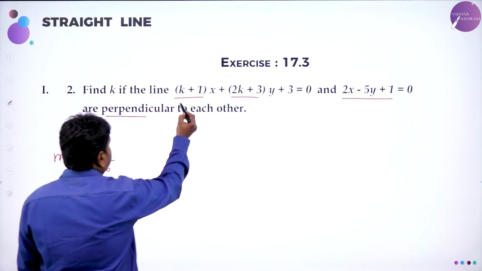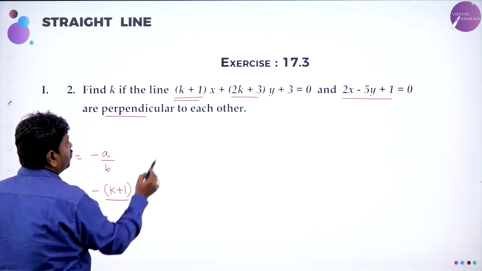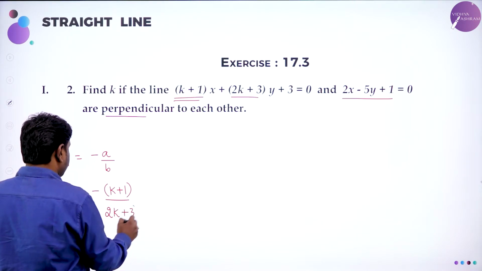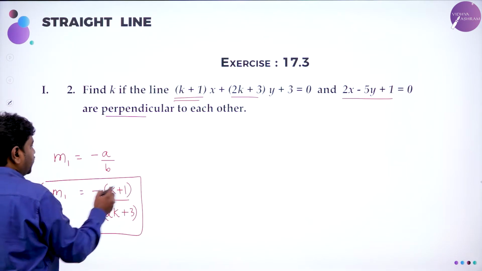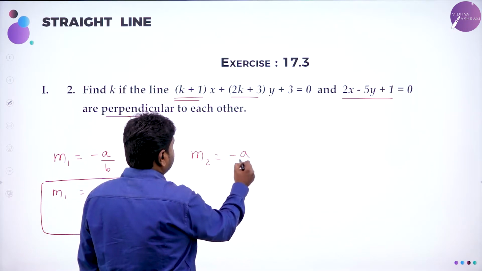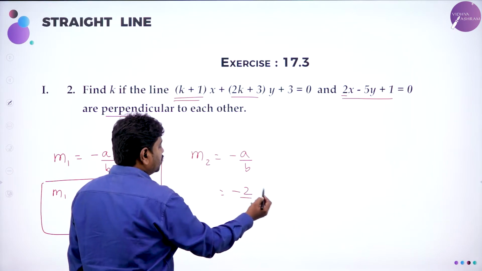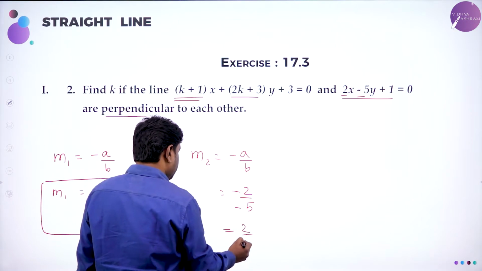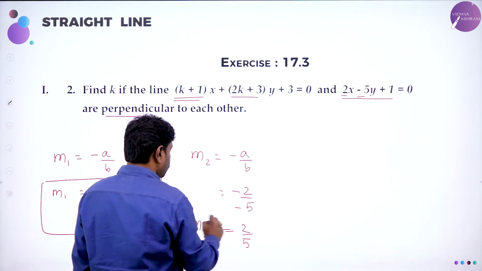Here a means the coefficient of x, so that is minus of k plus 1 divided by b. What is b? 2k plus 3. This is the slope of the first line, m1. And similarly find m2, the slope of the second line. What is the slope of the second line? I call it m2. Again minus a by b. In the second line, a is the coefficient of x, that is minus 2, by b which is minus 5. So it will become 2 by 5. This is m2. Minus a by b, if you do, you'll get this.